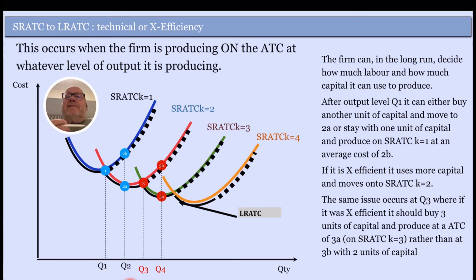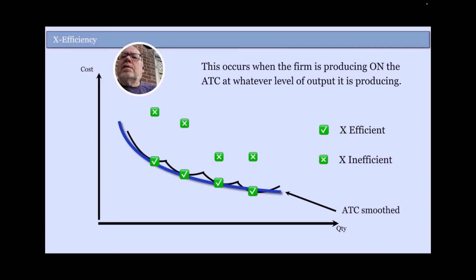then you are technically X efficient. Okay, so hopefully that makes sense to you what this X inefficiency is. It's at any level of output. Okay, whether you're here, you have adjusted your labor and your capital until you're on the ATC, the long run ATC curve.